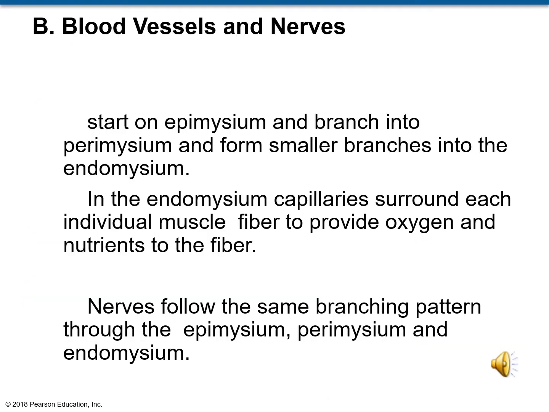The second structure of the muscles themselves are the blood vessels and nerves. Now these are going to start on the epimysium as large vessels and large nerves. Then they're going to branch into the perimysium and then branch even farther into the endomysium, forming very small branches that will go to the individual muscle fibers to meet their needs: oxygen and nutrients from the blood vessels, nervous stimulation from the neuron.